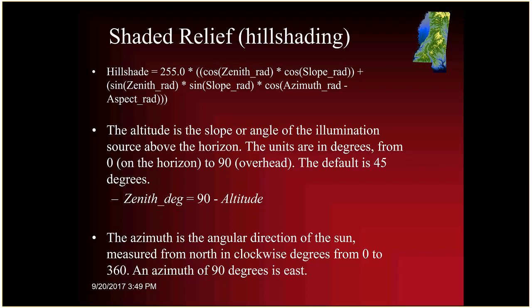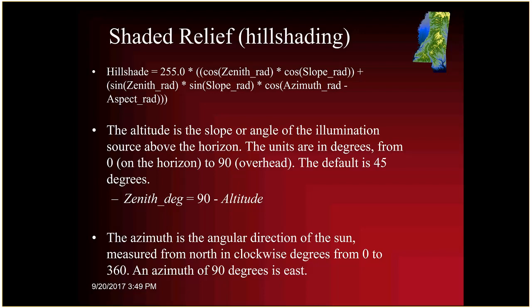First of all, it wants everything in radians, whereas in ArcGIS, when you calculate slope, you only have the choice between degrees and percent. So you have to change it. If you calculate slope, you have to change it to radians.